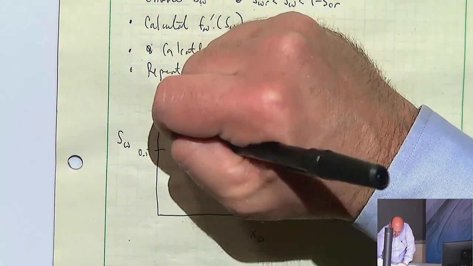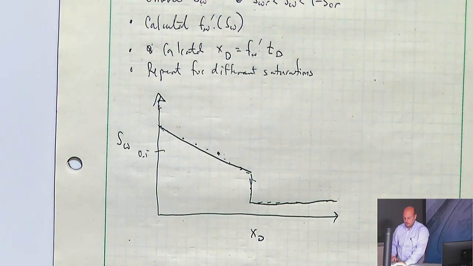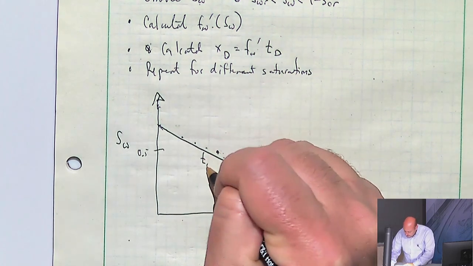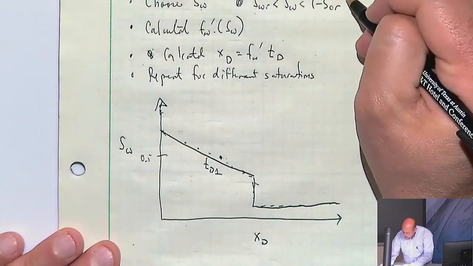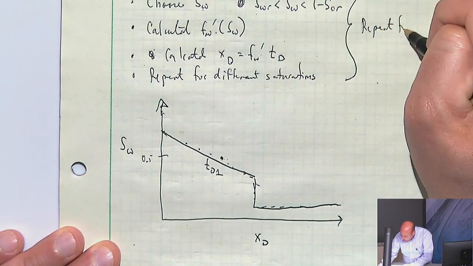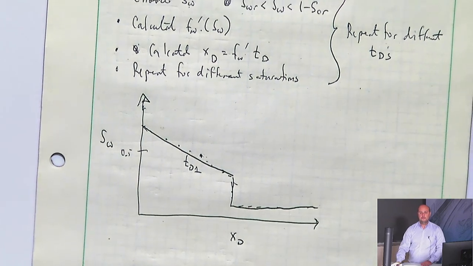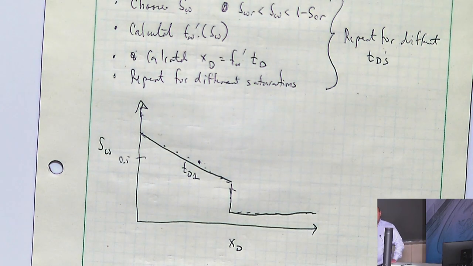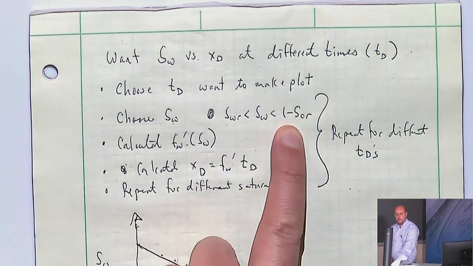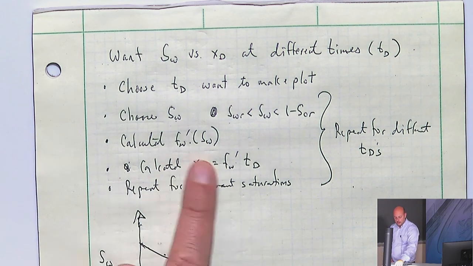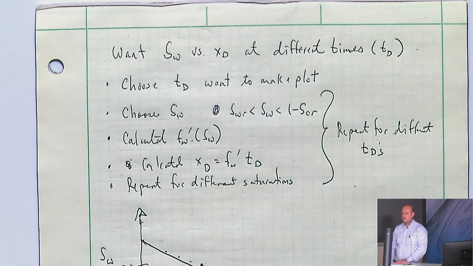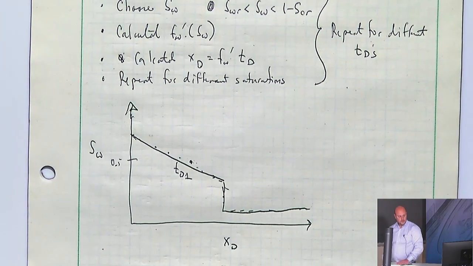Which is very similar to the thing I showed a few minutes ago. This is just for one time, t_D1, and then I could say repeat for different t_Ds, different times. So if I were writing a code to do this in Python or something, what I would probably do is have an outer loop where I loop through time from 0 to, I don't know, 2 pore volumes or something. And then an inner loop where I loop through saturation, starting at S_wr and ending at 1 minus S_or. And in that inner loop, I calculated f_w prime and these other things. So that's how you do that.